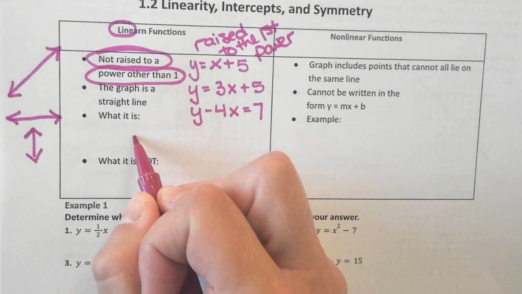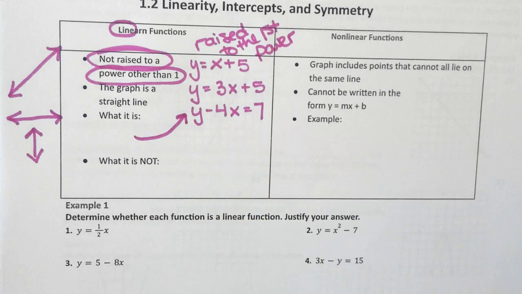So here are some examples of what it is. Those are some equations that we could use. Again, it's anything where x is being raised to the first power. It's anything where we have a nice straight line that you could put a ruler up against and you could see that it matches.